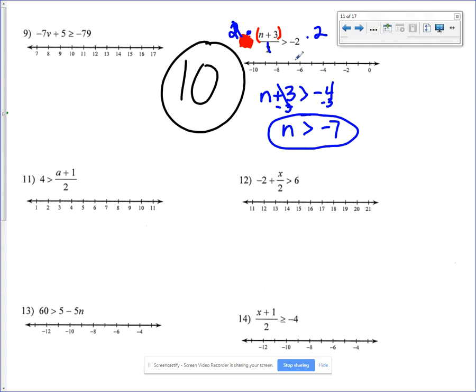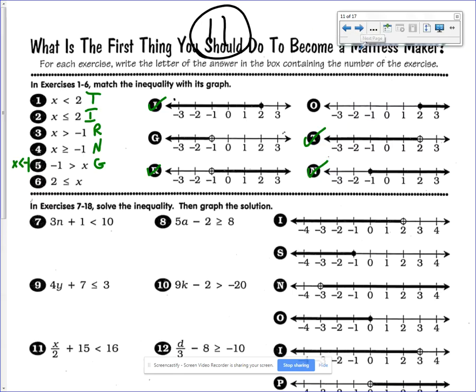Okie dokie. Let's put our circle here, leave it open because I do not have the equal sign included in this inequality. Shade to the right. Sweet. All right. Jump ahead and look at page 11, if you would here.